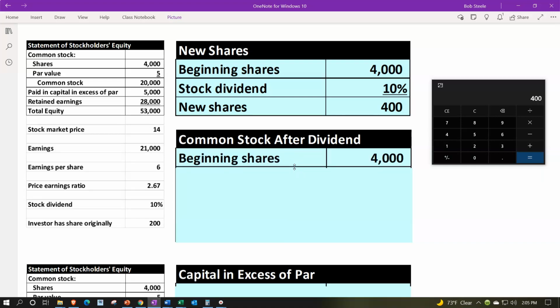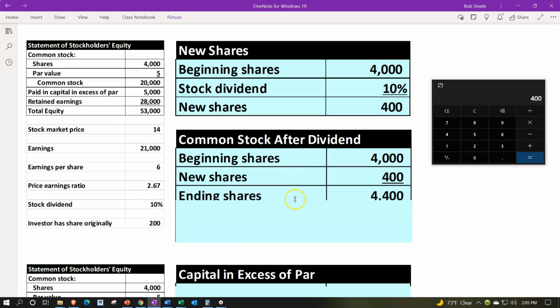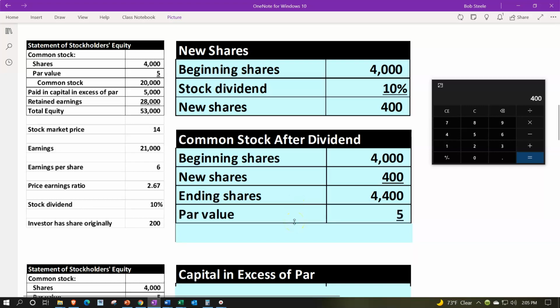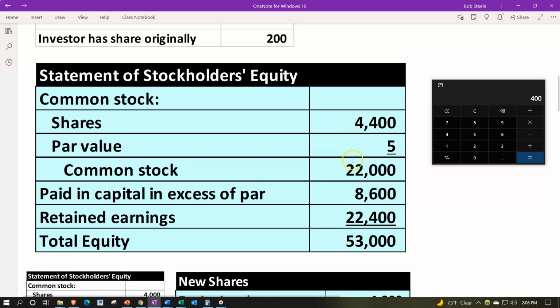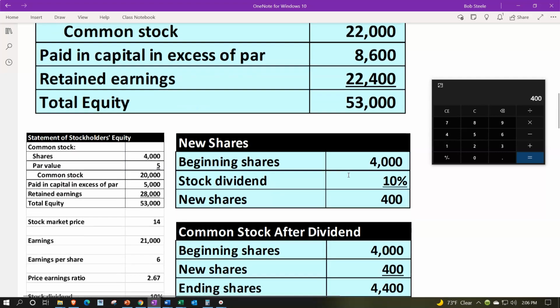So how many shares are out there now? The beginning shares were 4,000. We got 400 new shares. That means that we're at 4,400 ending shares after this takes place. And then the par value stays the same, still at 5. So that means we have this automatic change that happened to the common stock at 22,000. You can see that change happen here, 4,400 times 5, 22,000. We have that taken care of.